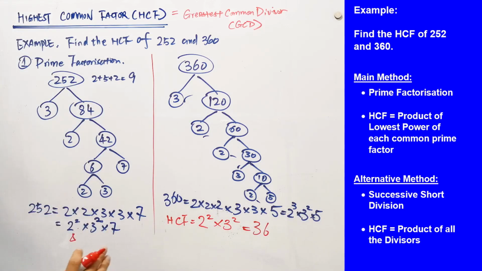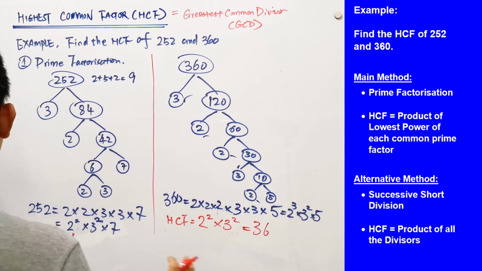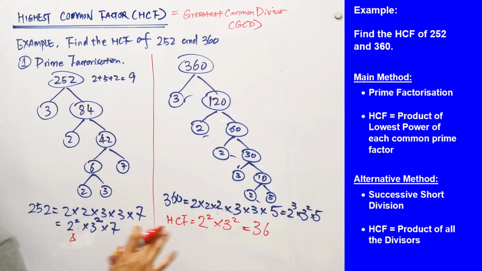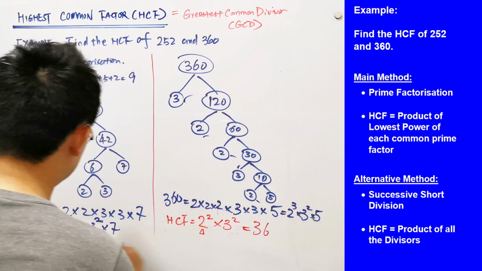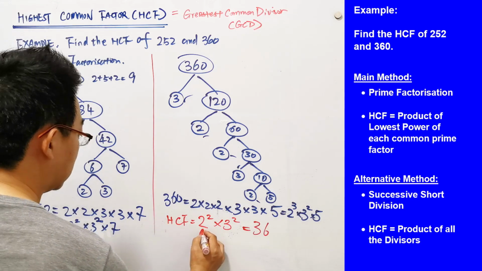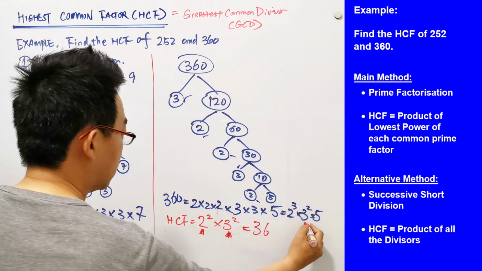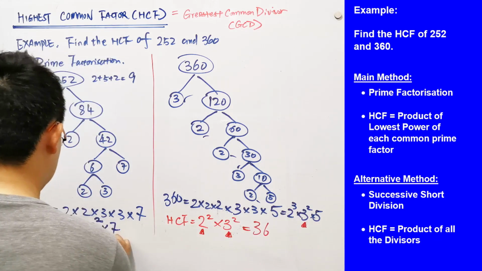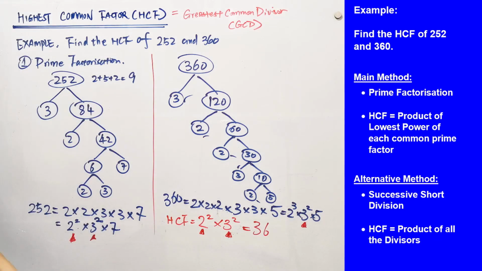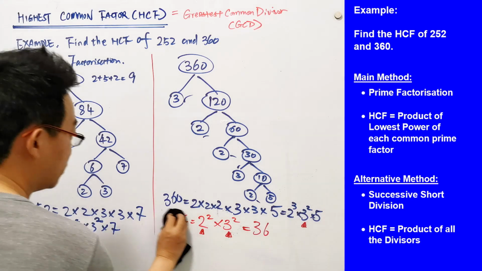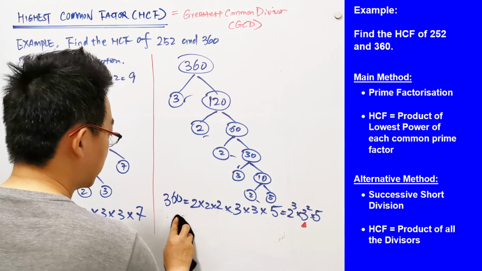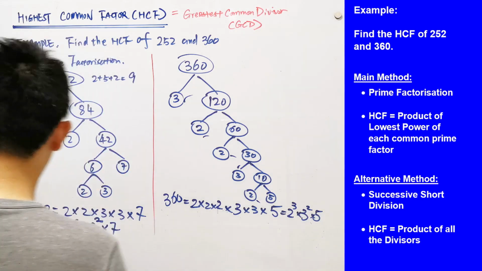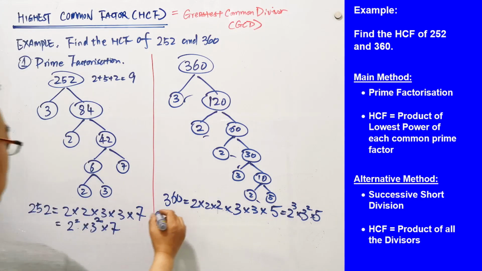Okay, we use the lowest power of each common prime factor. Each common prime factor. Lowest, right? Okay, so of course we also can visualize the process. We can compare these two, right? Let's compare these two.